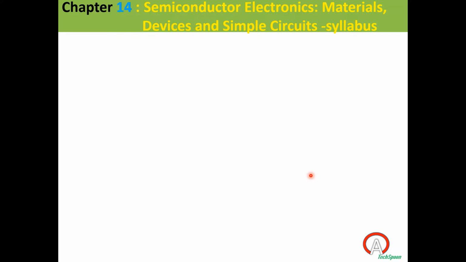How we can make n-type extrinsic semiconductor? What type of impurity have to add?